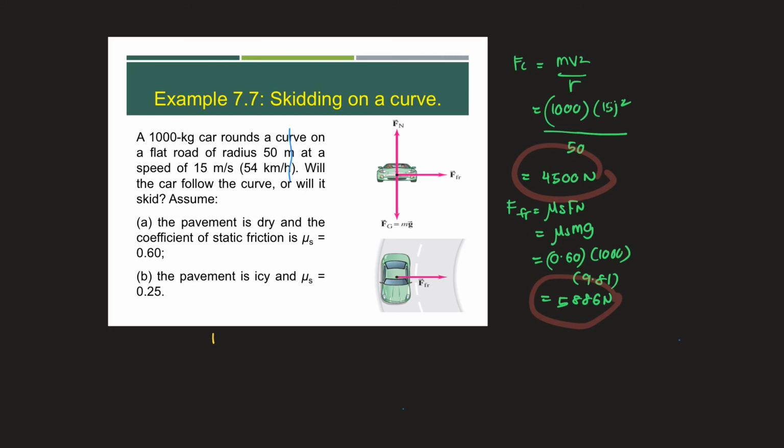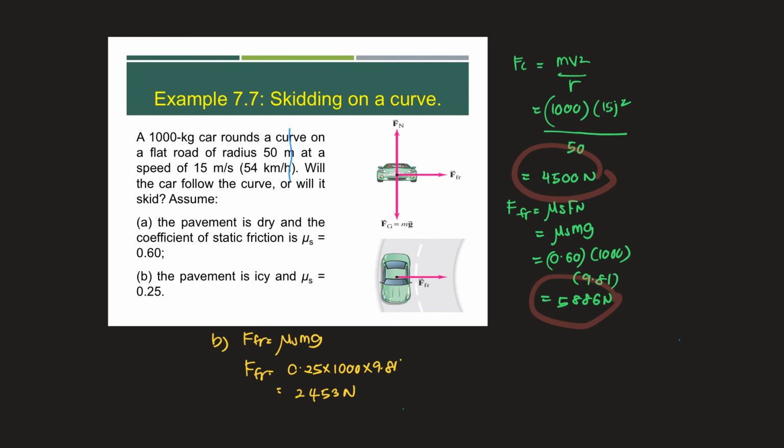When it comes to question B, we are going to find the frictional force. The pavement is icy and mu s is 0.25. So F_fr equals mu s mg. F_fr is going to be 0.25 times 1000 times 9.81. The answer is 2453 Newton.